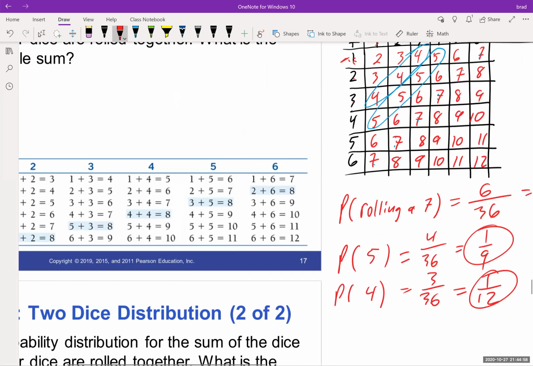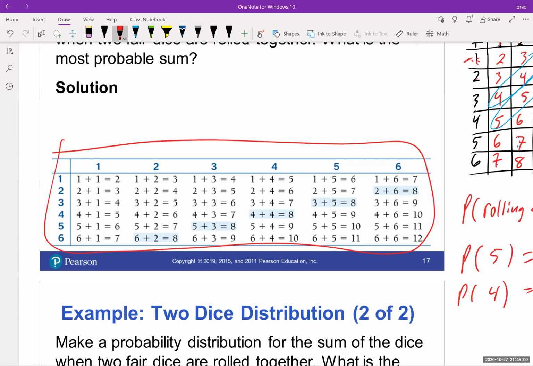And again, this is the same thing. This table and mine are the same, but the book actually shows you all the addition. I just say do it in your head.